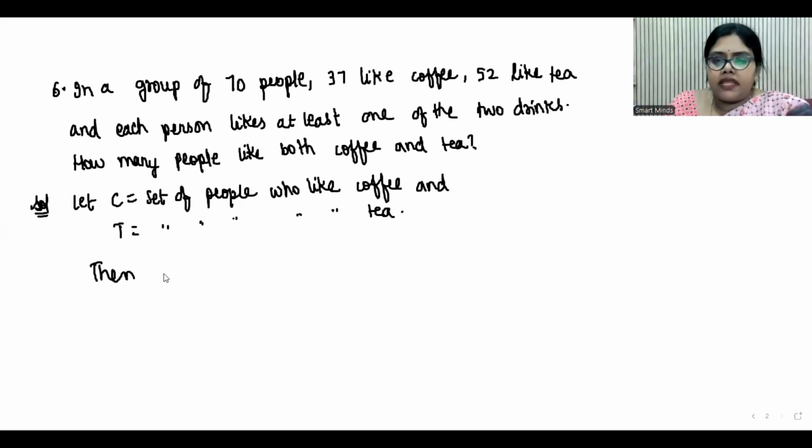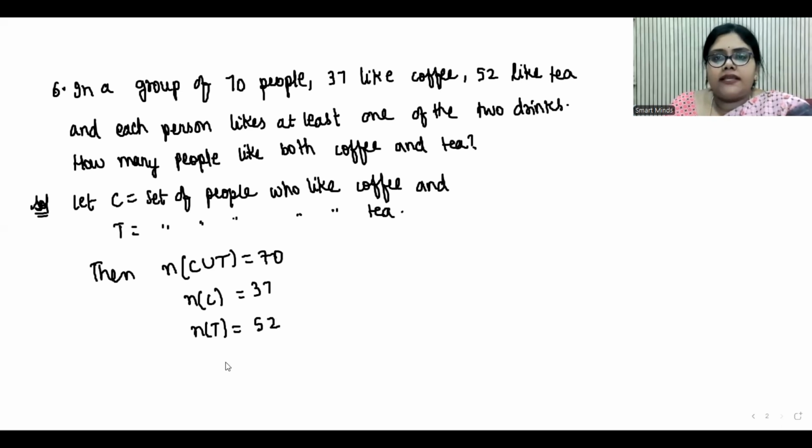Then what can we say? What is 70? n(C ∪ T) is 70 because the total number of members is 70, out of which 37 like coffee. So n(C) is 37. 52 like tea. So n(T) is equal to 52. Then each person likes at least one of the two drinks, which means now we have to find out n(C ∩ T).